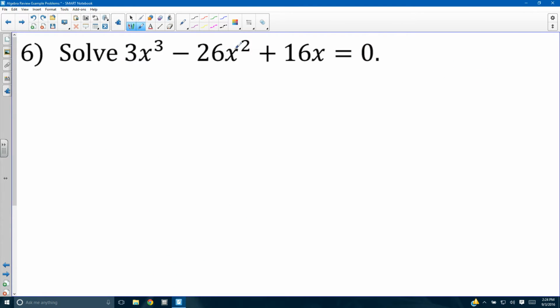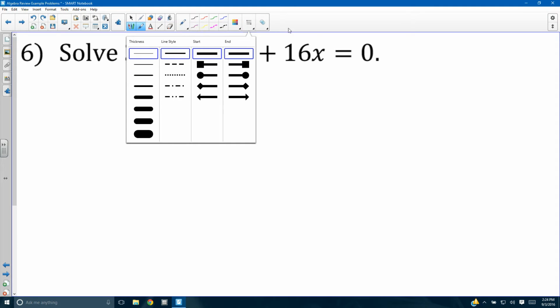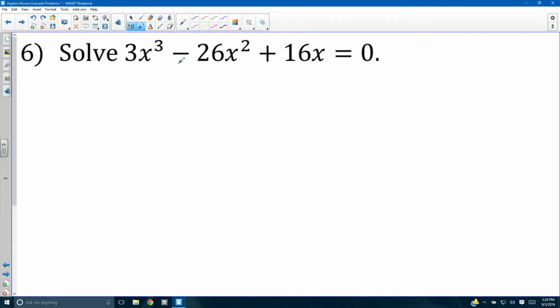Okay, number 6, solve 3x cubed minus 26x squared plus 16x equals 0. Whenever you run into something special like this, you get a cubic or a quartic or something like that, you have to imagine, at least for the time being, that there's something where you can get this into some sort of quadratic form. And one thing you want to look for is common factors, not just the numbers, but also the x's. Unfortunately, you can't divide these all by 3.